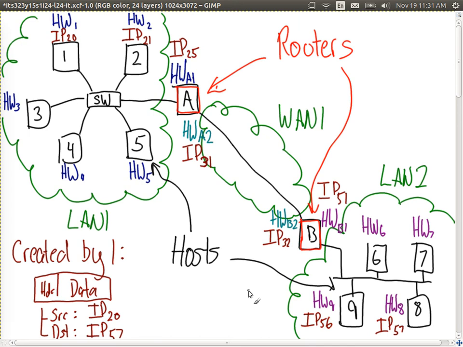How many networks? Nine hosts, two routers. How many networks in this picture? Not 1, not 3, combine them. Not two. Not 11. Not nine. How many can you see? How many green clouds? How many networks?